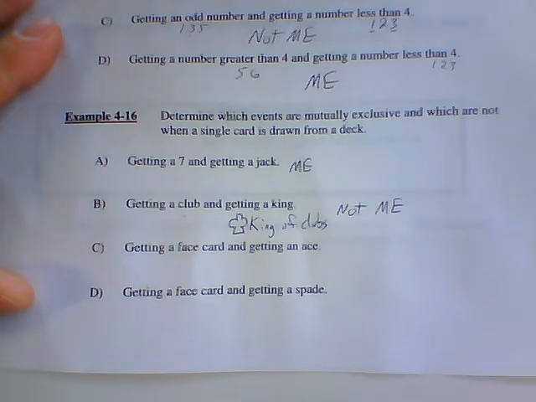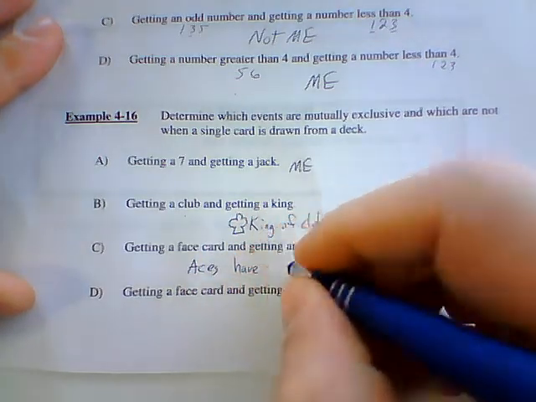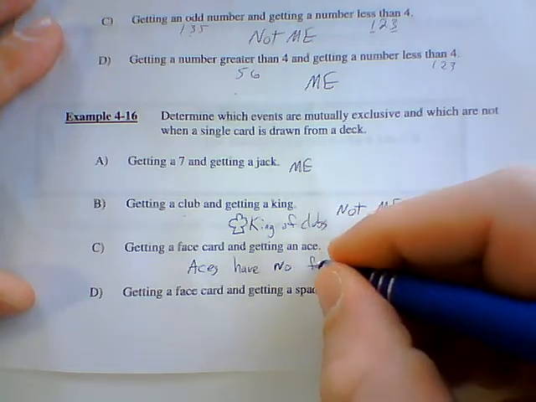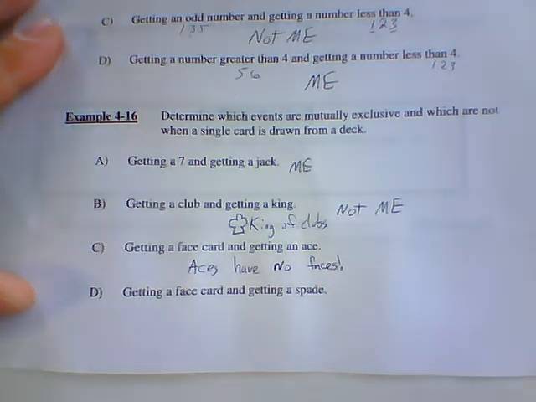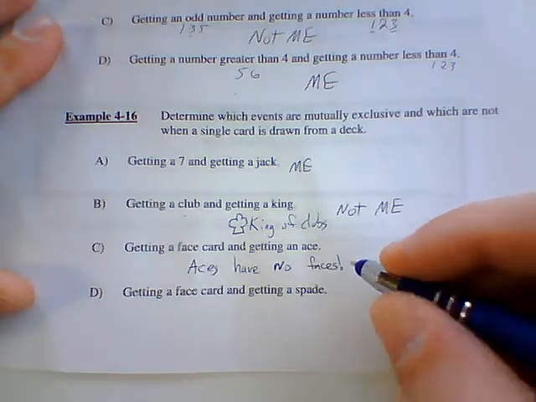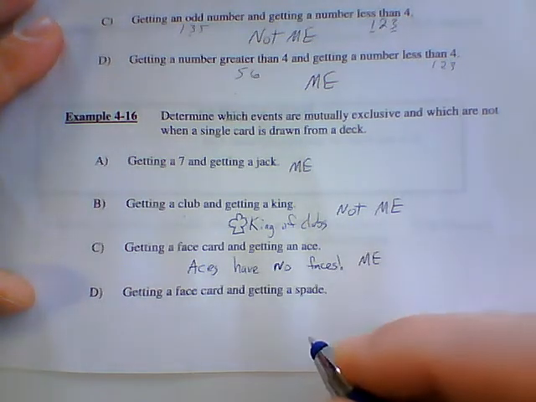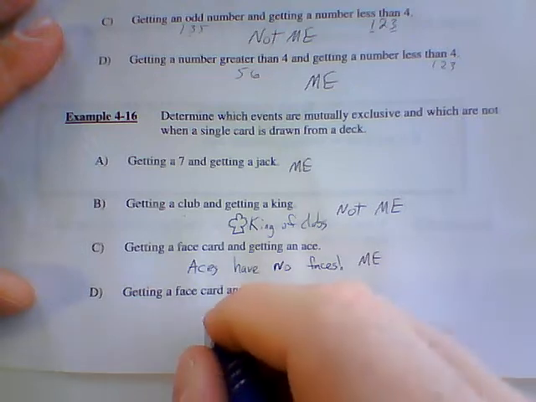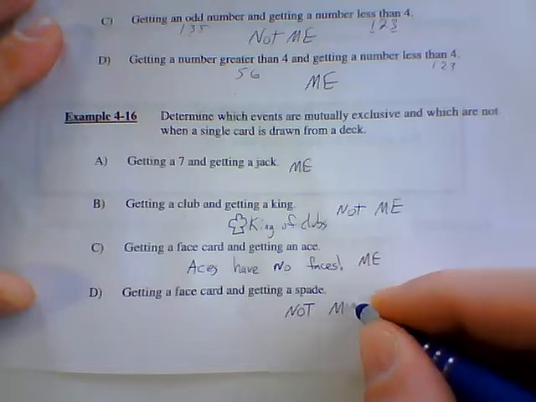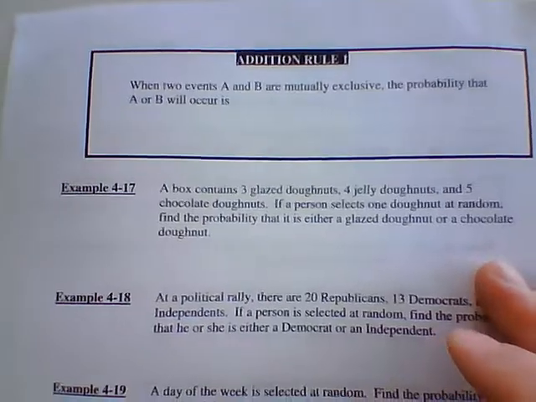Getting a face card and getting an ace. Aces have no faces. Alright? None of the face cards are aces, and none of the aces have faces. That's mutually exclusive. Getting a face card and getting a spade. There's a king of spades, a queen of spades, jack of spades. Not mutually exclusive. Alright, we're on page 2 of those notes.